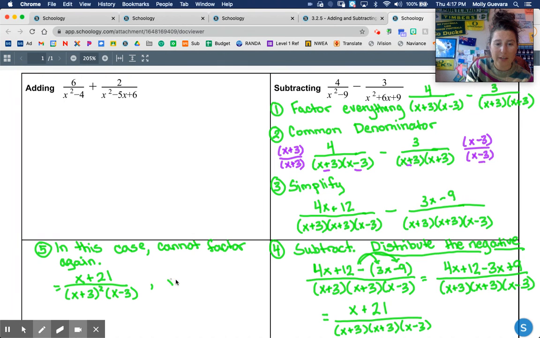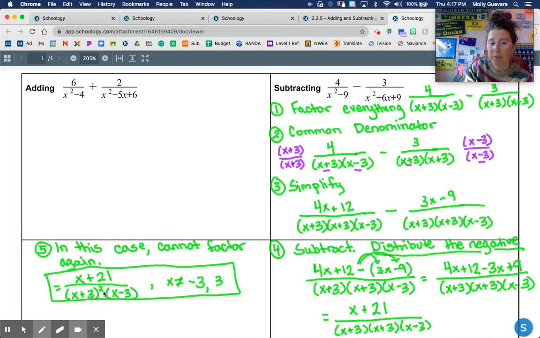And then don't forget to include the values that x is not allowed to equal. So here x cannot be negative 3, because that would give you 0. And x cannot be positive 3, because that would get you 0. And there is my answer. So again, you don't have to do the x plus 3 squared. You can write it out twice. It's just your choice.